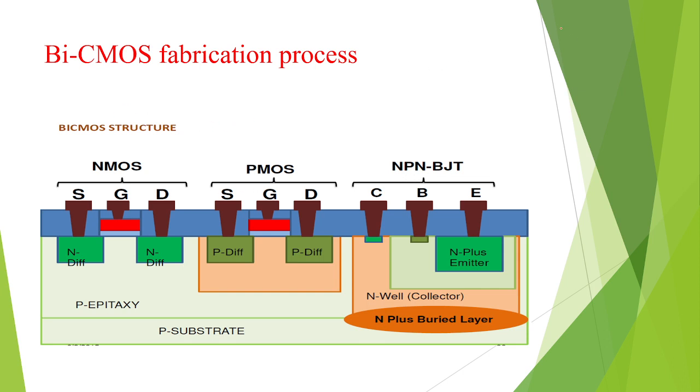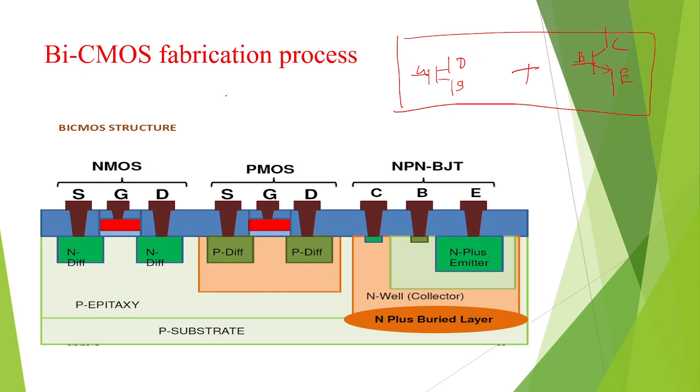In BiCMOS, we can design CMOS transistors plus bipolar transistors. We know what the CMOS transistors are: source, gate, drain. Plus, here we need to design emitter, base, collector. So you are designing both: one is the MOS transistor, and one more is the bipolar transistor. If you design both the CMOS transistor as well as the bipolar BJT transistor at a time, then it is called the BiCMOS fabrication process.